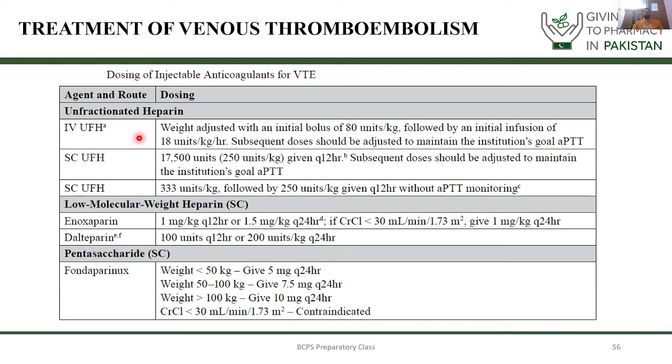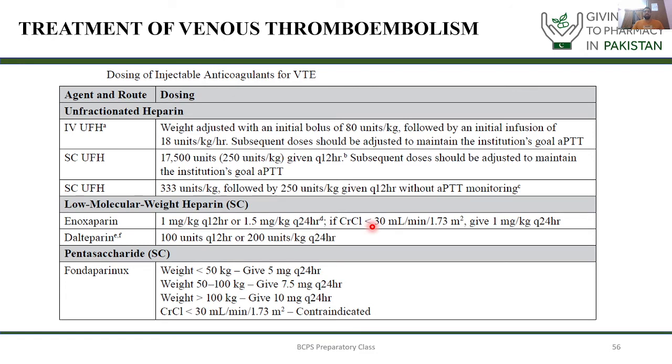The different dosage strategies for the injectable anticoagulant in this therapy are as follows. For IV heparin, we start with an initial bolus dose of 80 units per kg, then a continuous infusion of 18 units per kg per hour. If we use subcutaneous, we have two options: either 250 units per kg every 12 hours, or we start with a bolus of 3 units per kg and then continue with 250 units every 12 hours. If we use enoxaparin, we start with 1 mg per kg every 12 hours or 1.5 mg per kg every 24 hours.